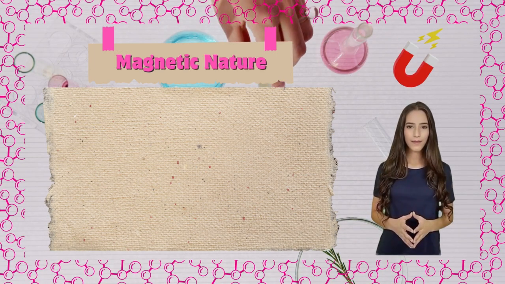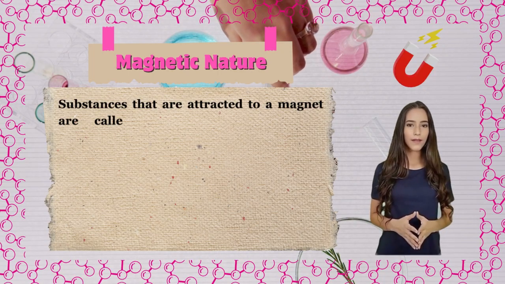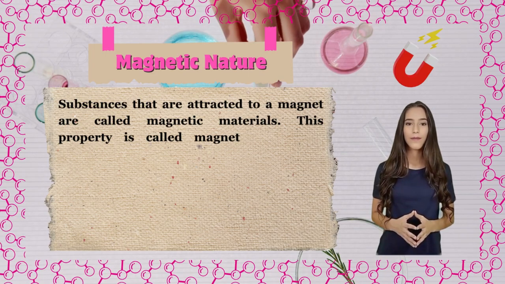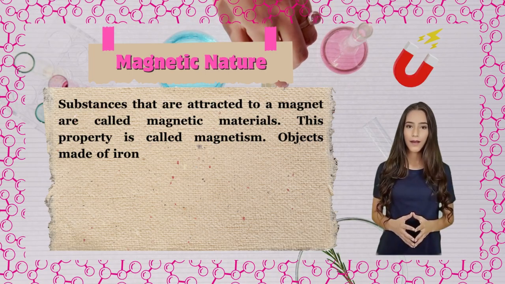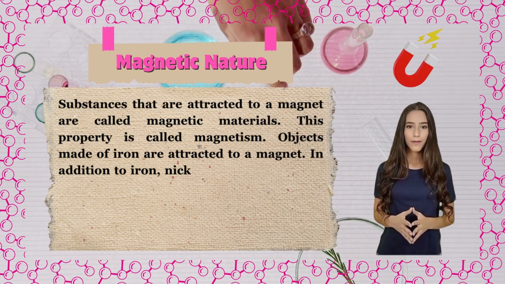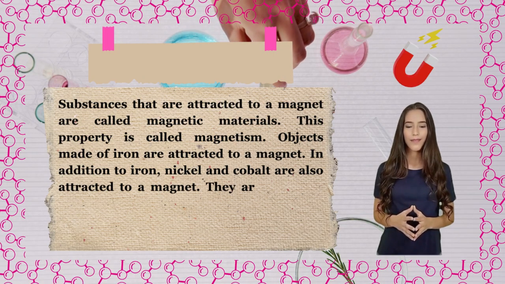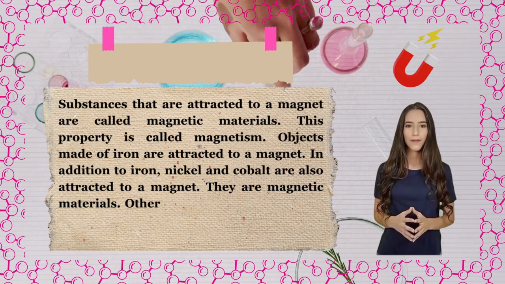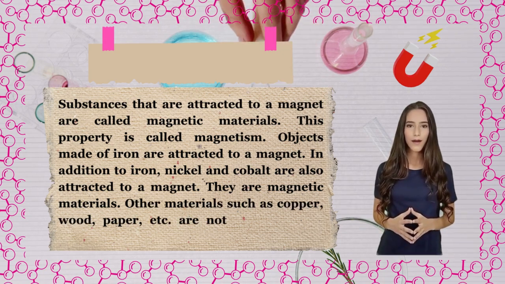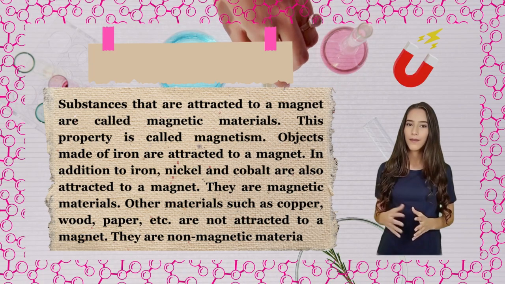Magnetic nature. Substances that are attracted to a magnet are called magnetic materials. This property is called magnetism. Objects made of iron are attracted to a magnet. In addition to iron, nickel and cobalt are also attracted to a magnet. They are magnetic materials. Other materials such as copper, wood, paper, etc. are not attracted to a magnet. They are non-magnetic materials.